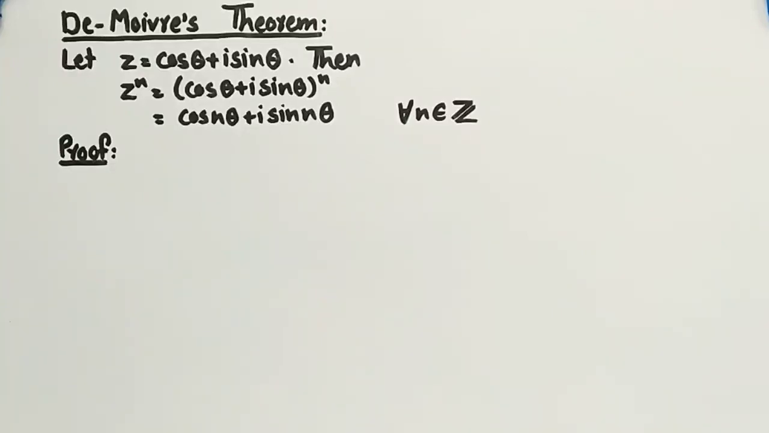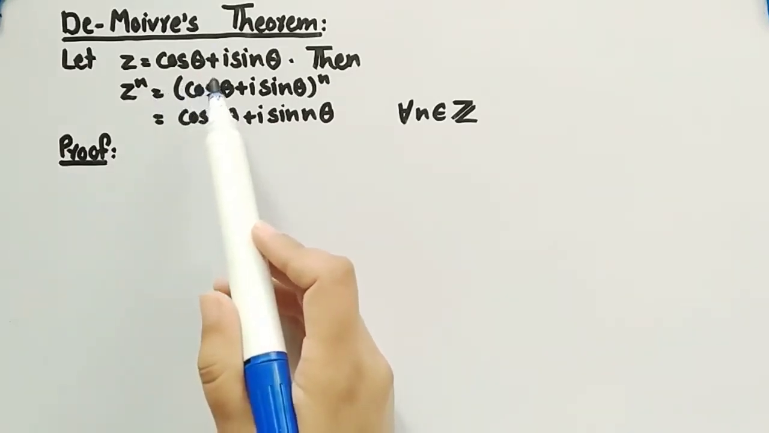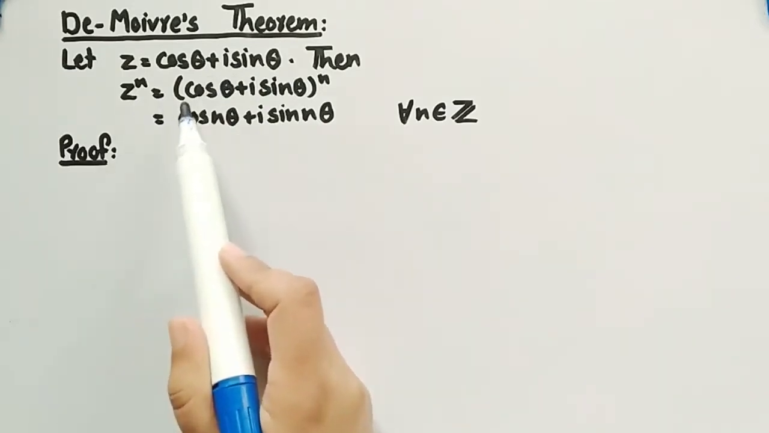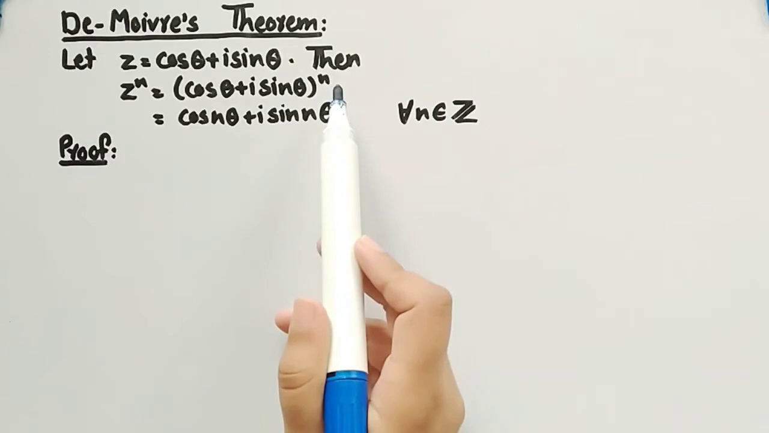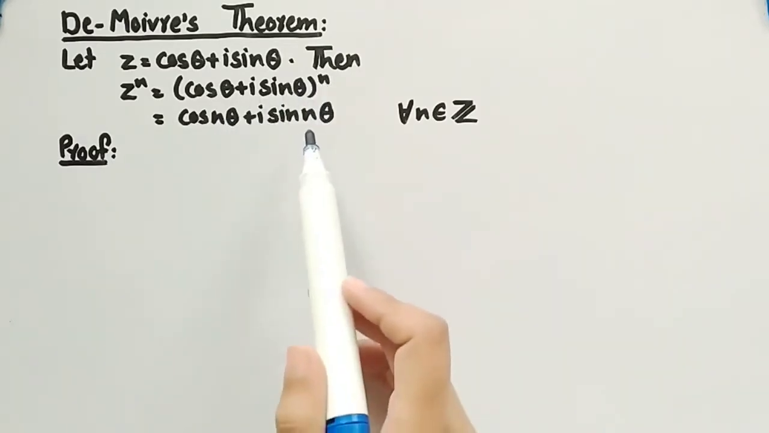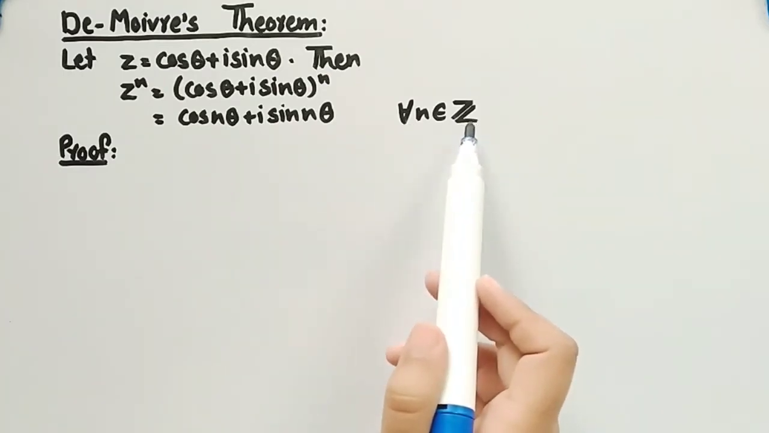In this video, we will prove De Moivre's theorem. Its statement is: let z is equal to cos theta plus iota sin theta, then z raised to power n is equal to (cos theta plus iota sin theta) raised to power n, and it is equal to cos n theta plus iota sin n theta for all n belonging to the set of integers.